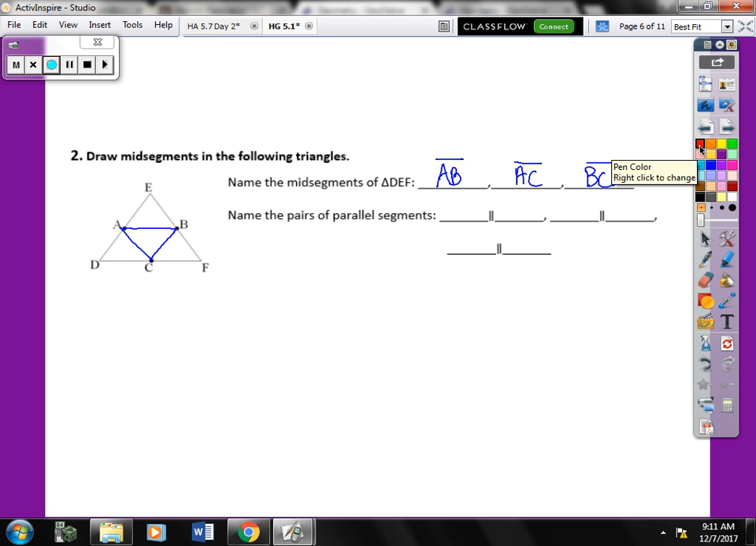Maddie? Say again? BF? Those are parallel? Remember, parallel has to be never intersect. Marquise? The segment ED, the segment BF. ED? No, EB. EB is what? I'm looking for parallel, not congruent.